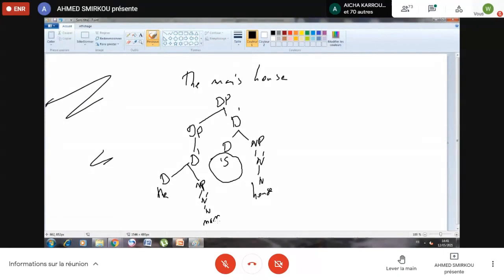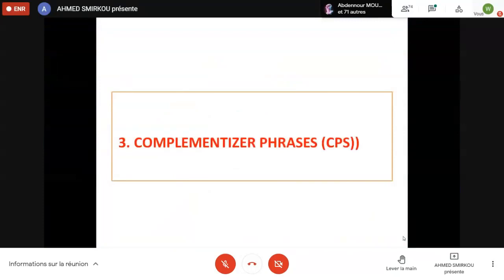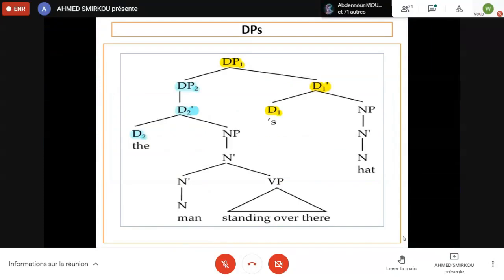Okay, so this is the rule. So you always have DP, D bar, D zero bar, possessive S, which is the head of the phrase. Then the NP, N bar, noun, house. Then another NP, DP, D bar, etc. Now we finished with DP. So we're no longer going to call it NP, it's a determiner phrase.